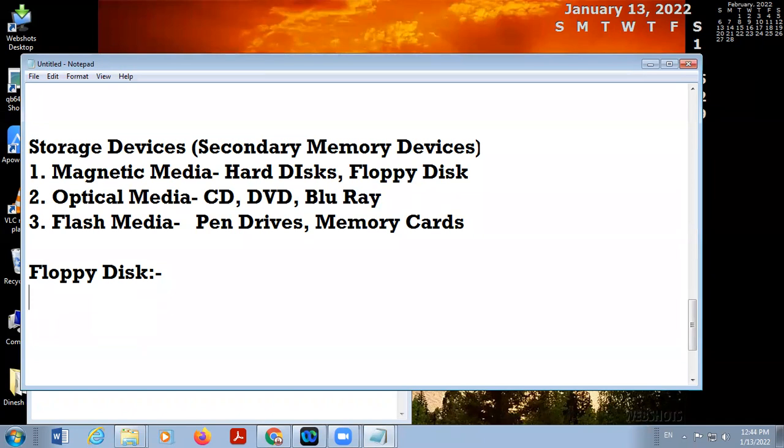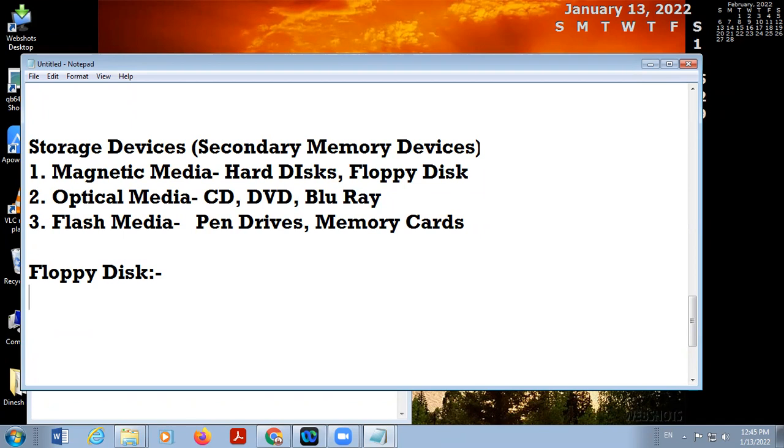The second feature is that we can carry it from one side to another. But the drawbacks are that we can store very little data, that is 1.44 MB. Second, due to its flexibility, damage can occur, so it does not last long. So these are the different drawbacks and limitations of a floppy disk.